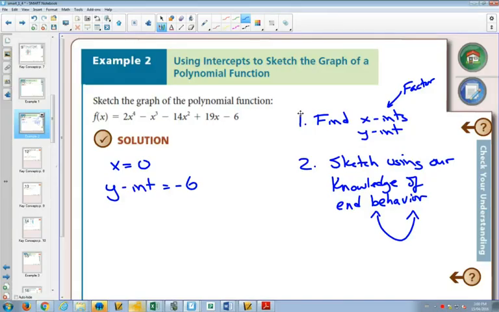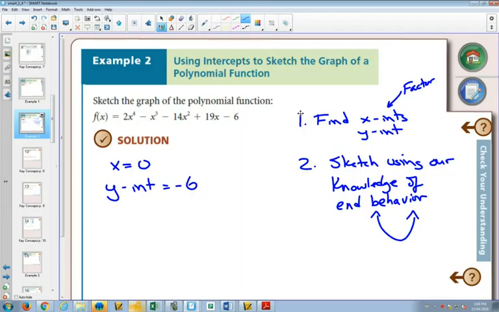So you're going to be able to draw your x-intercepts and y-intercepts. Those will be your points. You know what the end behavior is. You won't know how low things go for maximums and minimums, but we'll see that in a second. Okay? So we already know what our y-intercept is. In order to find our x-intercepts, we're going to need to factor.